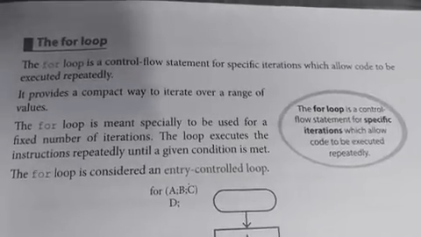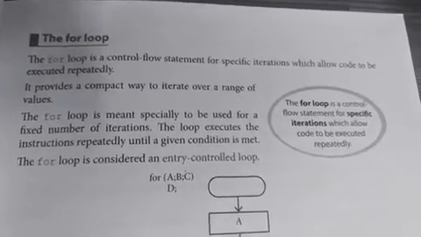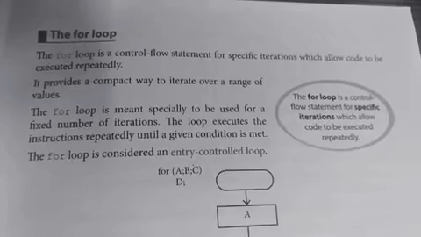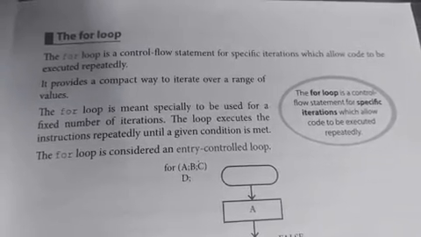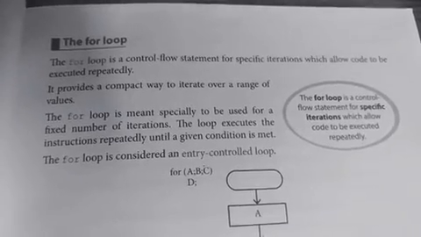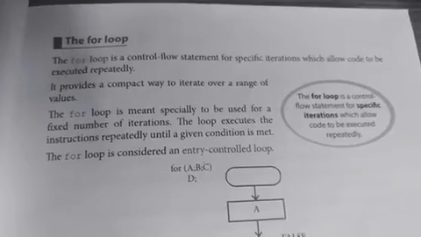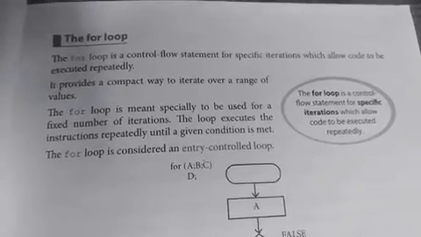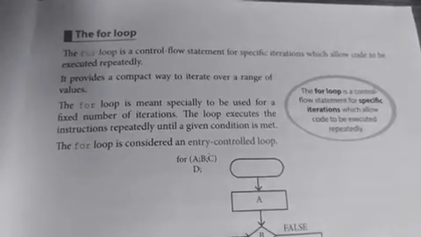So for loop is a control flow statement for specific iteration which allows code to be executed repeatedly. The for loop is meant specially to be used for a fixed number of iterations. That is, the loop executes the instructions repeatedly until a given condition is met. And it is also known as entry control loop.